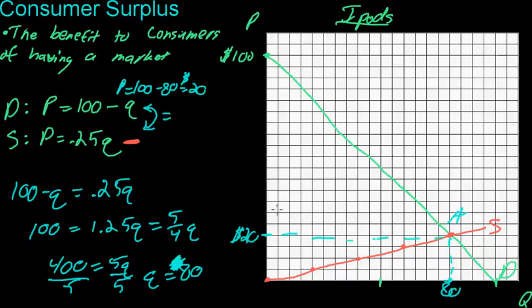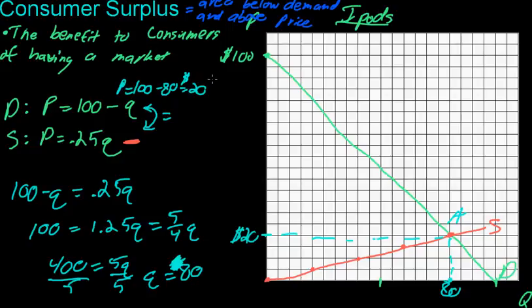Okay, so now that we've done that, we're going to get down to what consumer surplus actually is. I said that it's the benefit to consumers of having a market, but how do we measure that? It turns out that the way we measure that is it is the area below demand and above price.